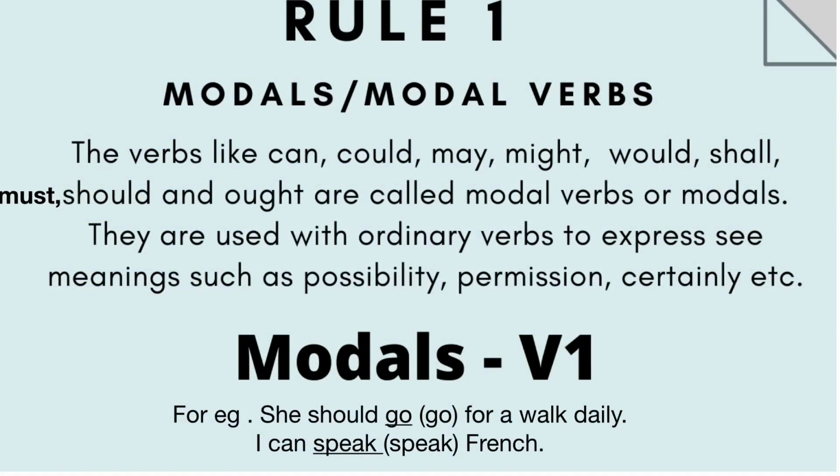Our rule number 1 is modals or modal verbs. The verbs like can, could, may, might, would, shall, must, should, and ought are called modal verbs or modals. They are used with ordinary verbs to express meanings such as possibility, permission, certainty, etc. With modals, we should use the first form of the verb, that is V1. For example, she should go for a walk daily. I can speak French.